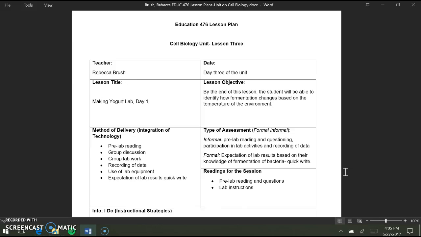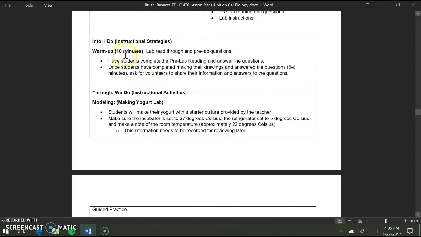So we started first doing a warm-up. They did a pre-reading activity, which is down here. I'll show you that. And then they did drawings and questions that they had to answer. And then we did a class discussion to make sure that we had the right ideas, the right information before we started the lab. We talked about safety. We talked about what they were going to do, what was not allowed.